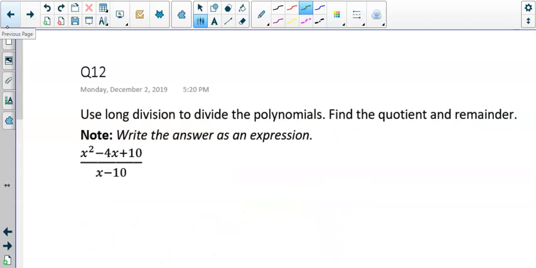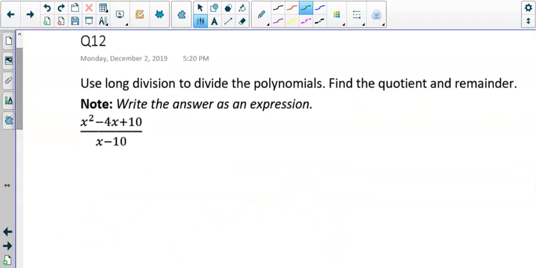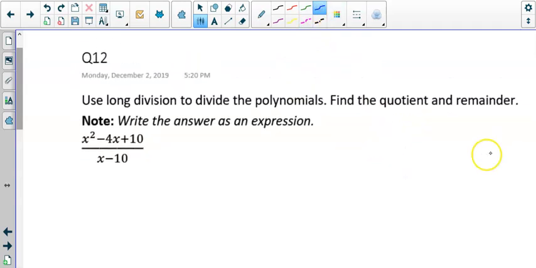All right. So we are now in chapter 3. And we are in 3-4 right here. Long division. Okay, so we need to do some long division. And we're going to find the quotient and the remainder.